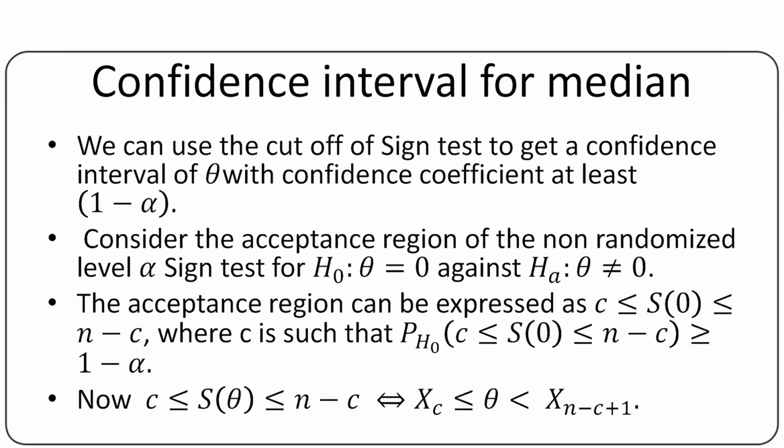Similarly, we get S theta greater than or equal to C is equivalent to theta less than x ordered n minus C plus 1. Thus, C less than or equal to S theta less than or equal to n minus C is equivalent to x ordered C less than or equal to theta less than x ordered n minus C plus 1. Then, the probability that the random interval x ordered C, x ordered n minus C plus 1 covers theta is equal to probability C less than or equal to S theta less than or equal to n minus C evaluated under theta.